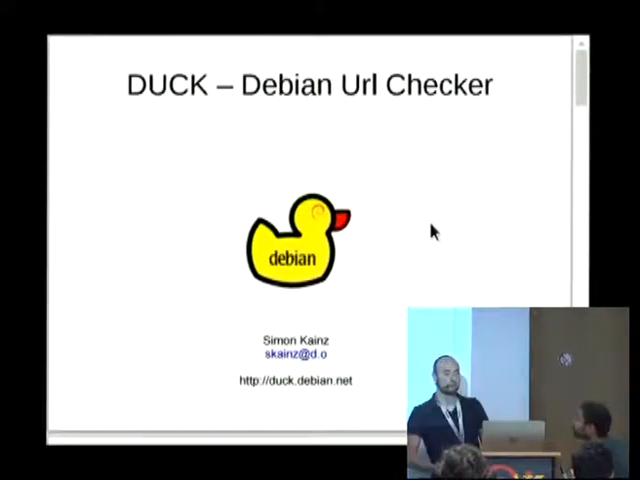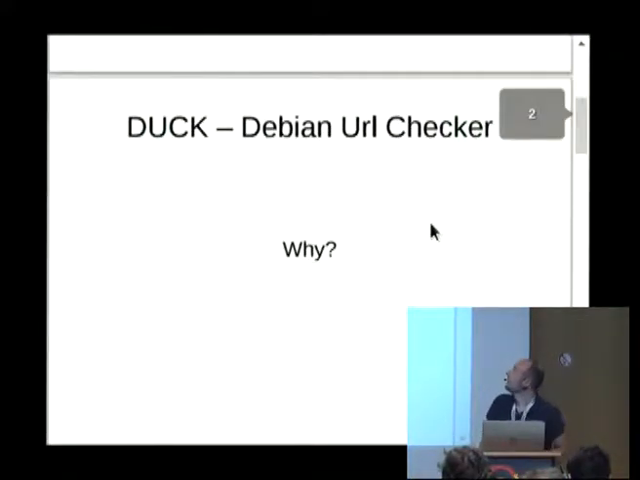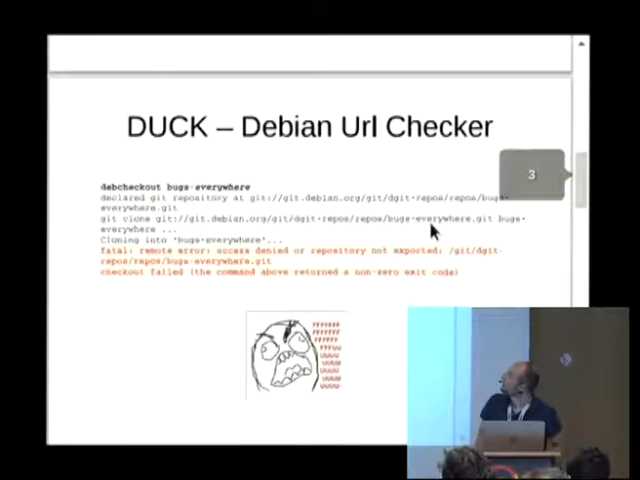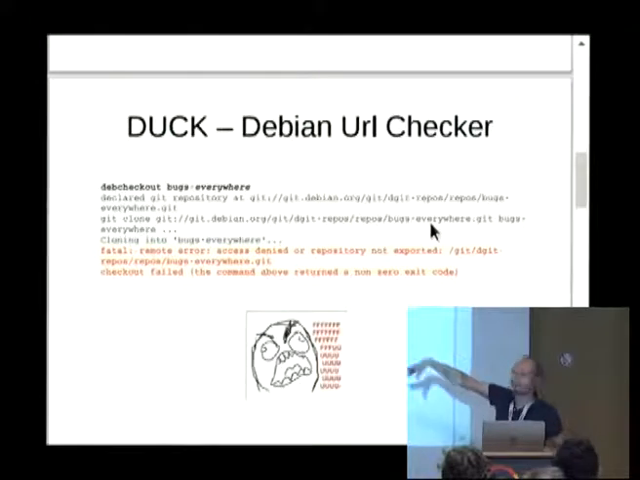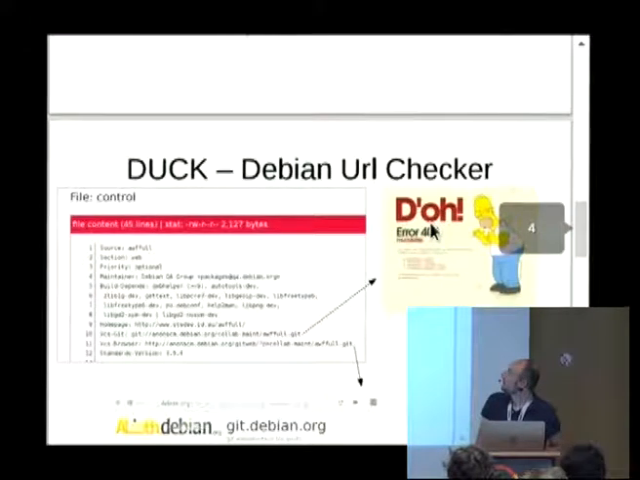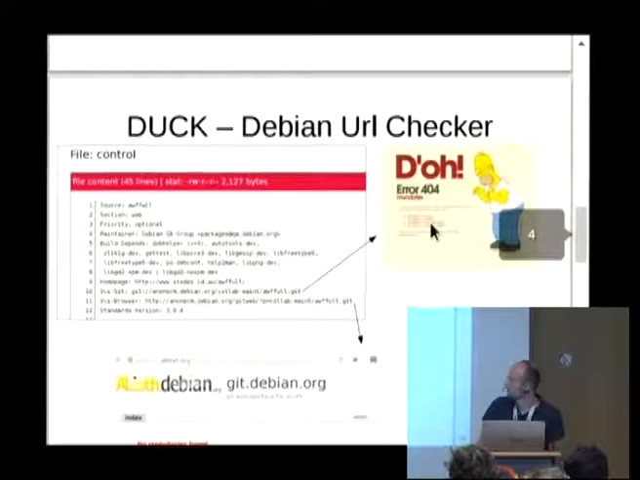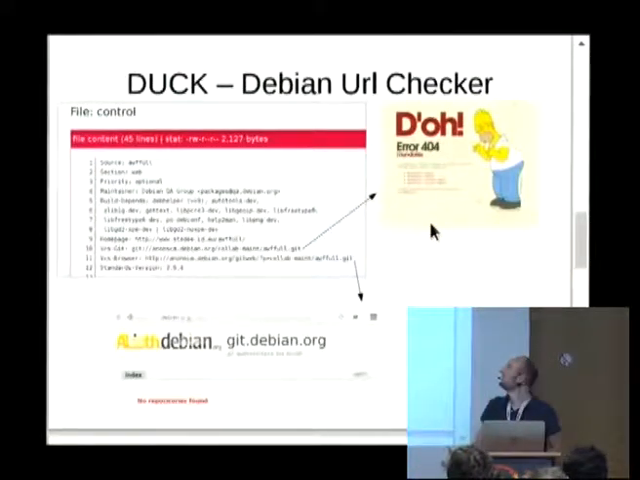Great. Okay, so I'm presenting today Duck, the Debian URL checker. The reason why I did this is exactly this. You see a deb checkout, bugs everywhere, and then it says basically a deb checkout does not work. This was at a time when I was trying to increase my involvement in Debian, and it was like, okay, this should be fixed somehow. And then, in the control file, there are several URLs defined. For example, you have the VCS git URL or the VCS browser URL, which in this case shows me the repository's root. Probably you have already seen the screen.